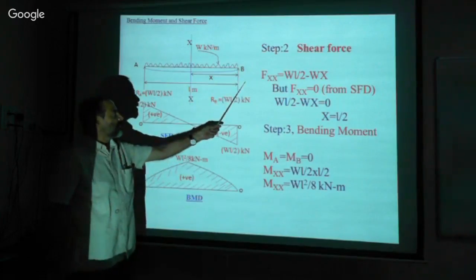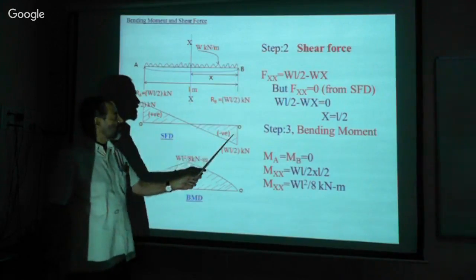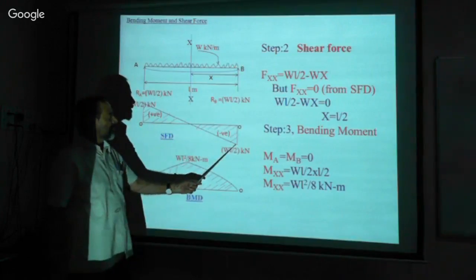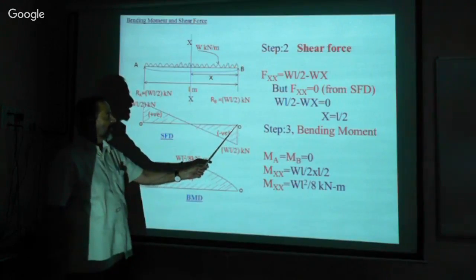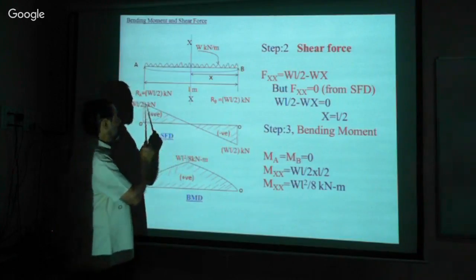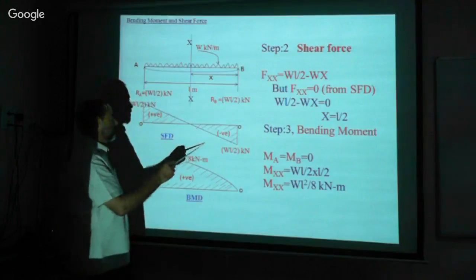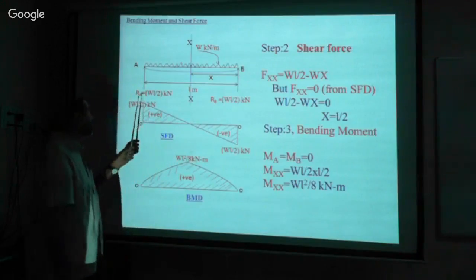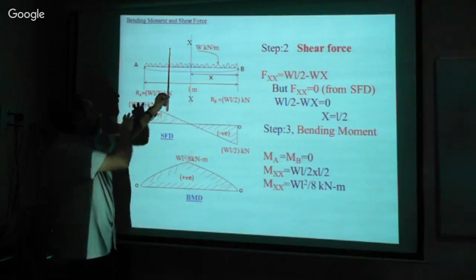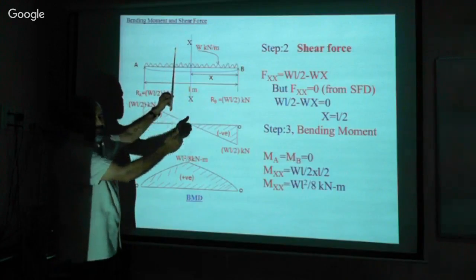At point B, this is upward 4. You just go up and reach the zero point. This completes the diagram and gives you the shear force diagram. If you consider the left hand side, the resultant is upward. If you consider the right hand side, the resultant is downward.